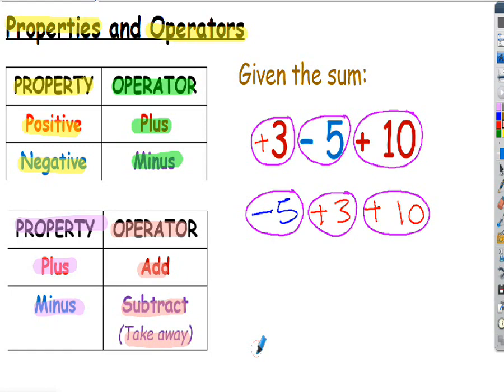In most instances for us, it really doesn't matter whether we call a number negative 5 or minus 5, but I just felt I should make you aware between the terms of positive and plus and negative and minus, because they actually do relate to different aspects of the calculation.